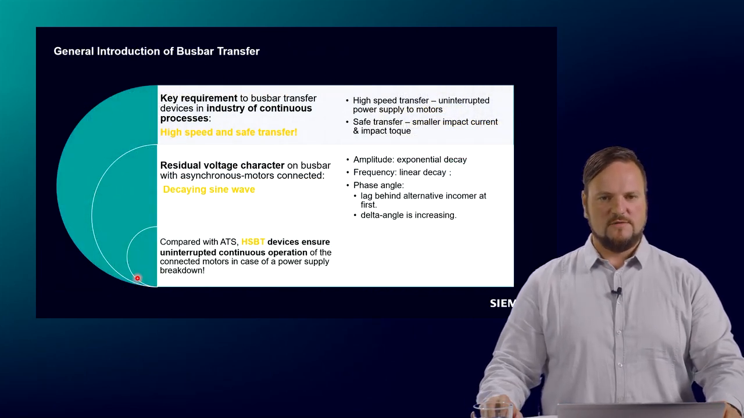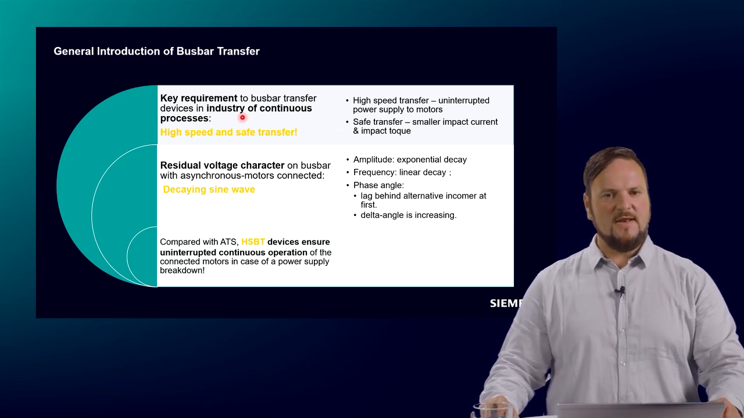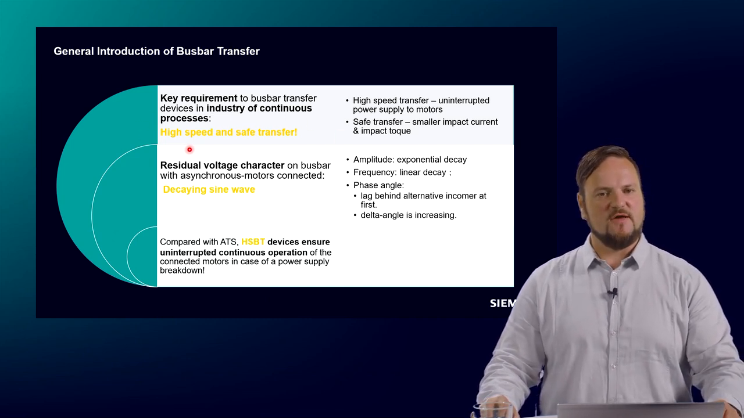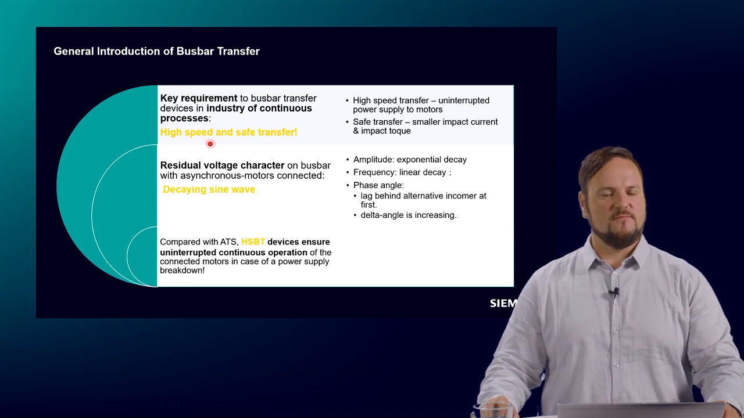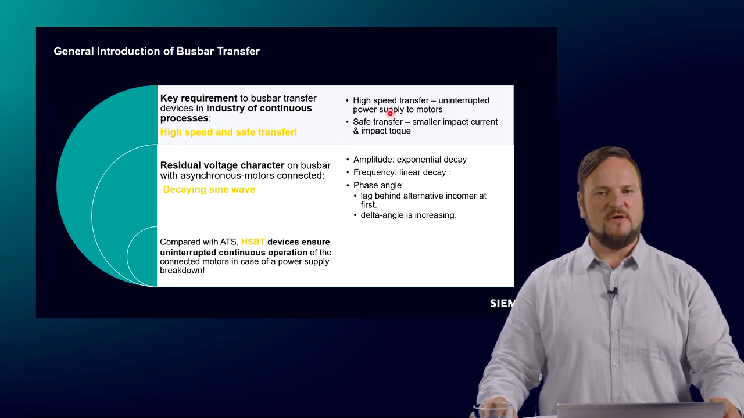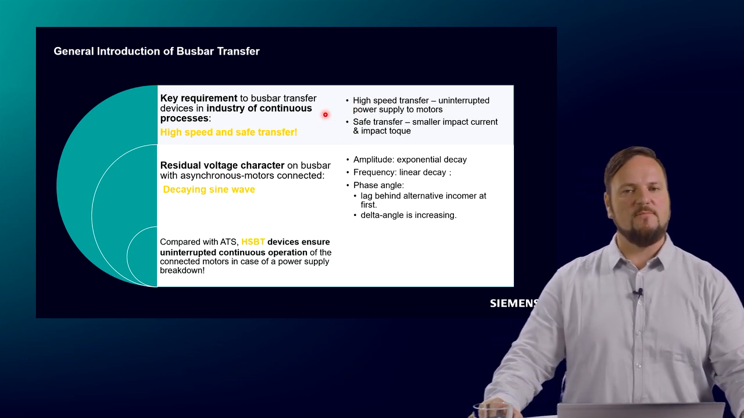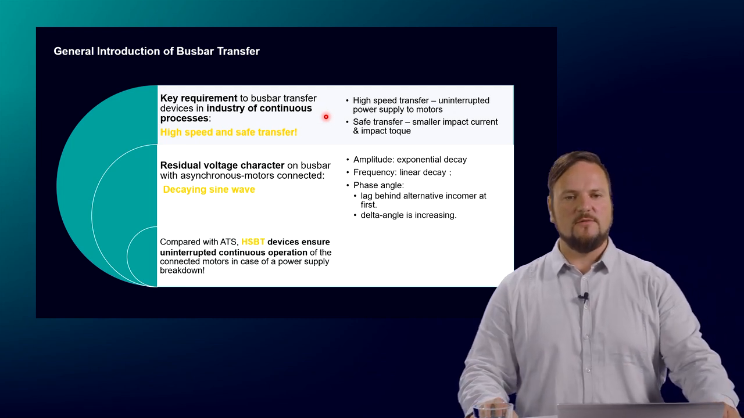Let us talk about the results or the conclusion. So that means an HSBT device is high speed and makes a safe transfer. That means we deliver an uninterrupted power supply to the motors. We have a safe transfer with smaller impact current and smaller impact torque.